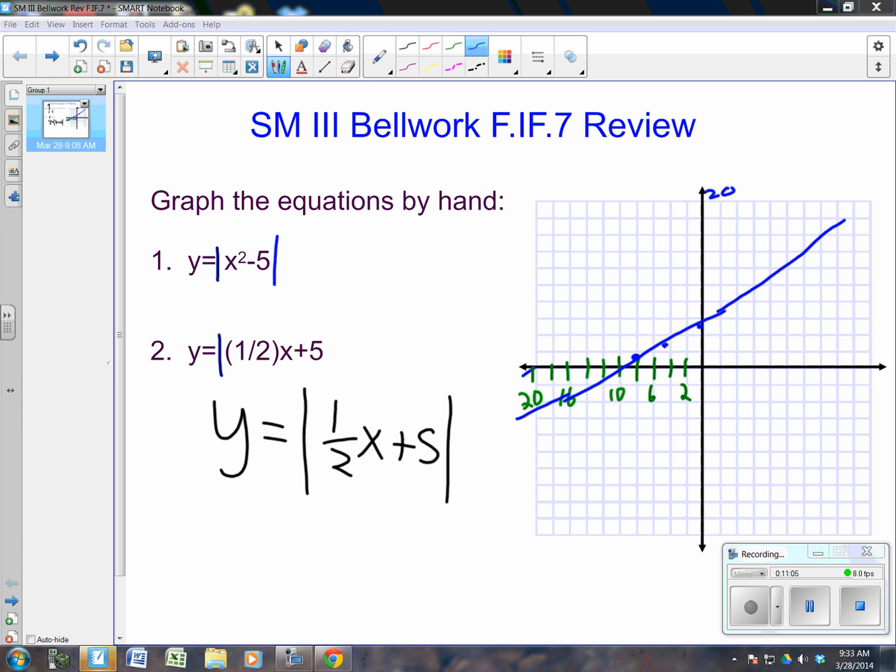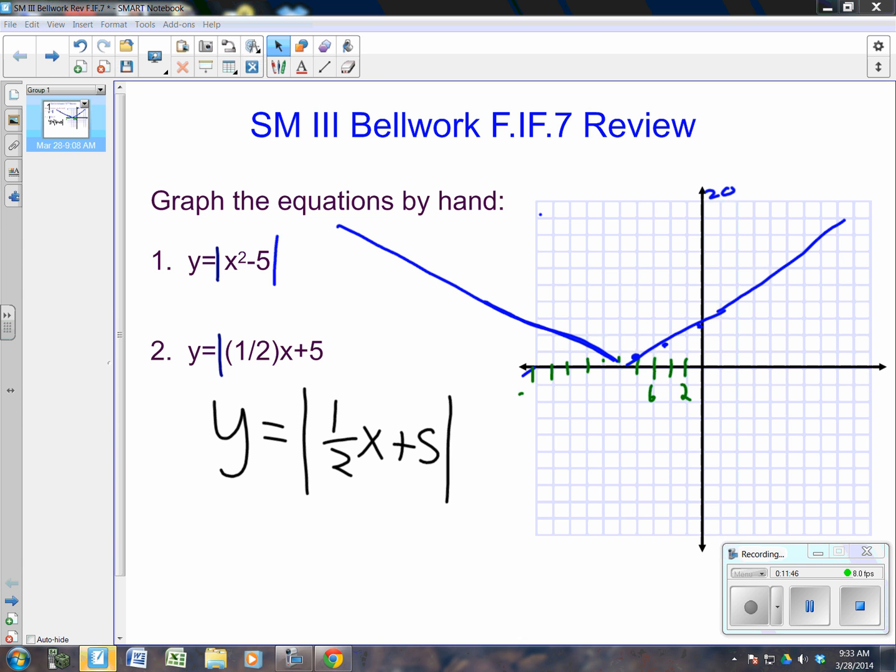What happens? Someone help him out? It flips. The part below the x-axis flips up and goes over. What part's below the x-axis? So it's going to flip over. That's what makes the V shape, right? So erase that bottom part now. My graph's going to look something like that, right? Because it just reflects the line up over the x-axis. Thank you, Coulter. Do we understand that now?